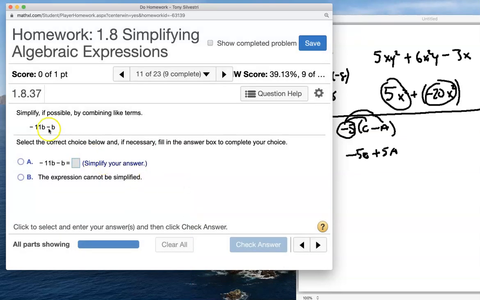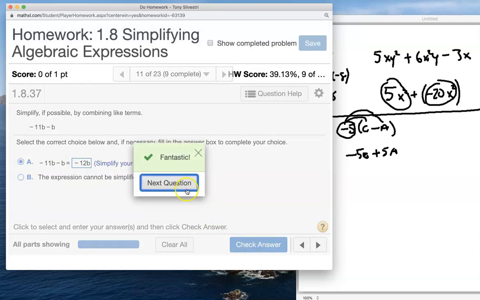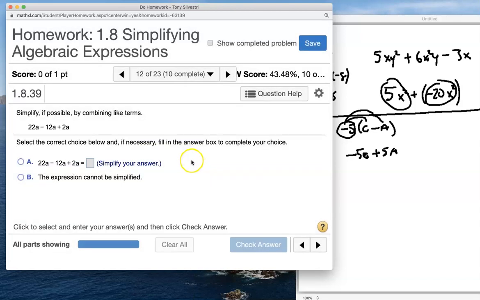That's why you were simplifying the expression. Okay? Same thing here. We got negative 11b minus b, like terms. So that means you look at the coefficients. Negative 11 minus 1 is negative 12 of those b's. That's how you simplify. You combine your coefficients.